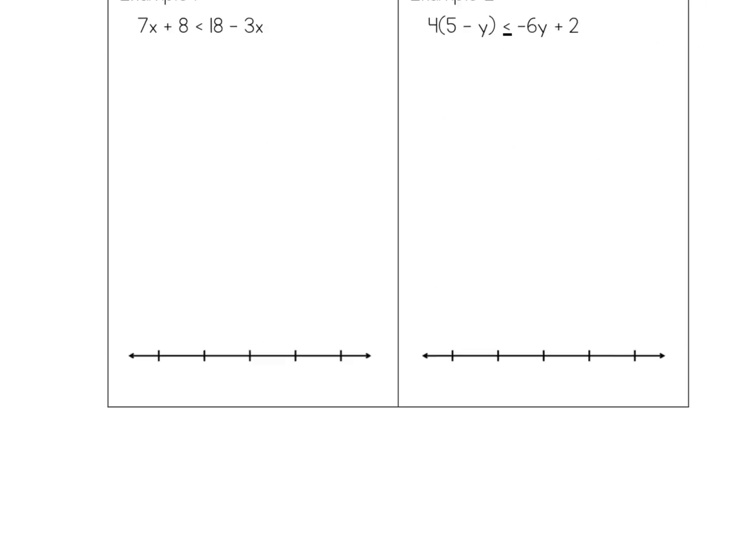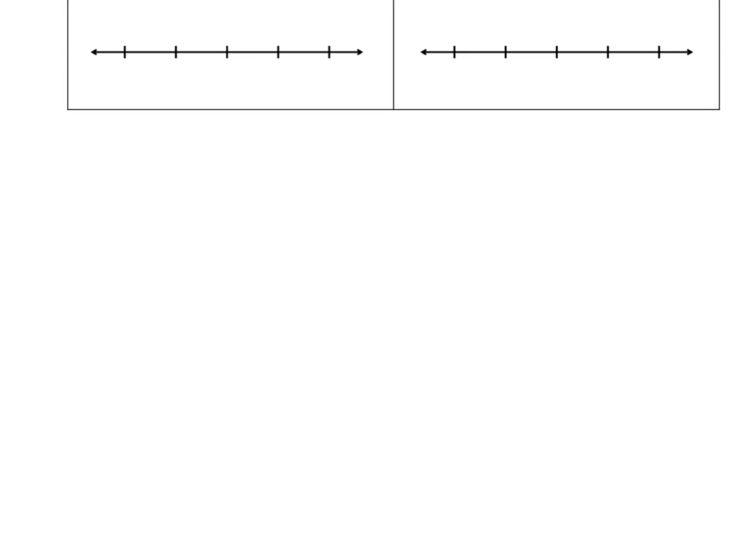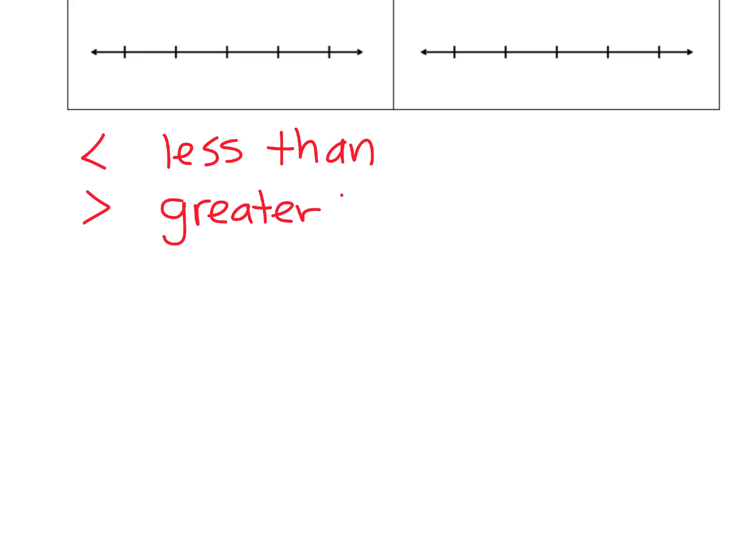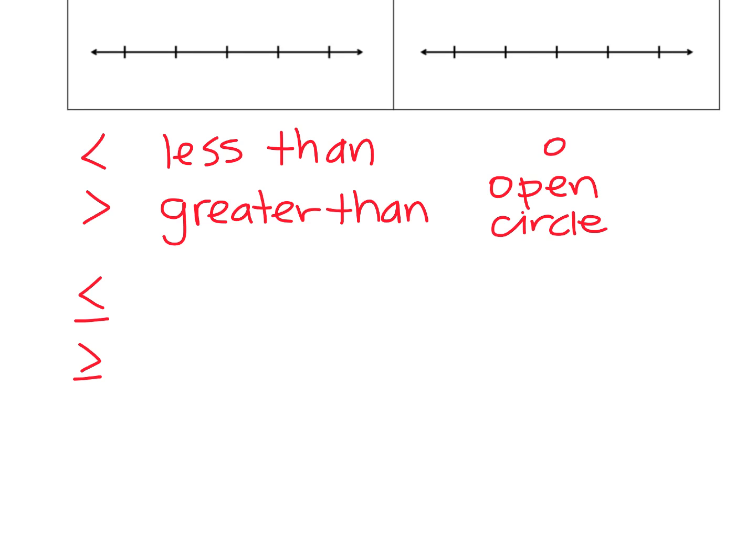is the symbols. I'm going to scoot to the very bottom. So this is less than, and this is greater than. For both of these, when you put it on the number line, you're going to have an open circle. Okay, and then you have the or equal to's. So this is less than or equal to. This one is greater than or equal to.